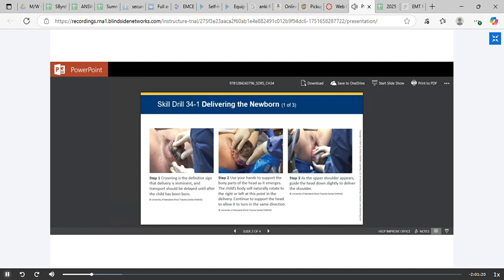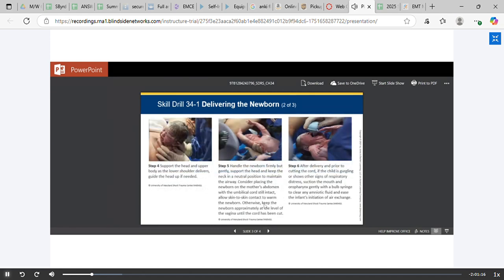That first shoulder is going to pop out. And then after that shoulder pops out, you guide the head back up, so you can have that posterior shoulder. Once the shoulders are through, kiddo's going to come out, right? And then we're going to clamp the cord in two places, cut the cord in between the two clamps, and start doing care for the newborn, right?